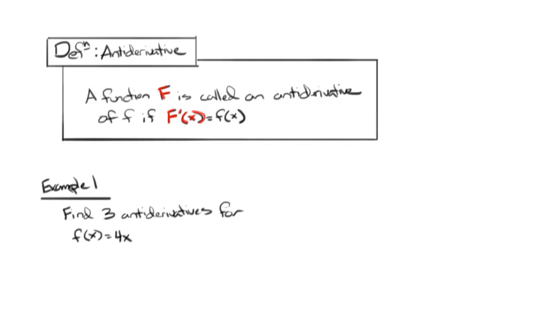In this first example, we're asked to find three antiderivatives for f of x equals 4x. Now again, we're looking for three different functions that when we differentiate them, we end up with 4x. It's important to note that there isn't just one antiderivative. There's always multiple options. In fact, an infinite number of options for the antiderivative.